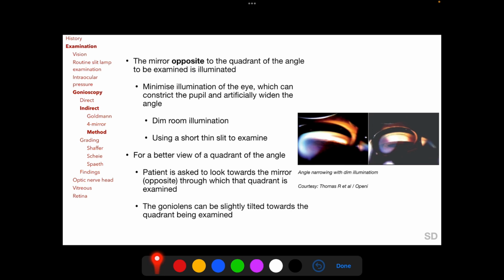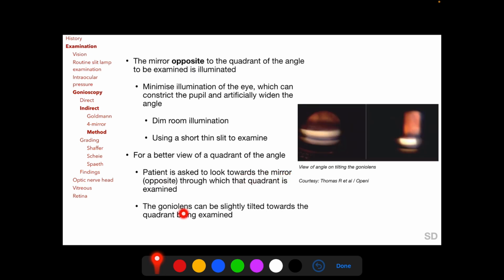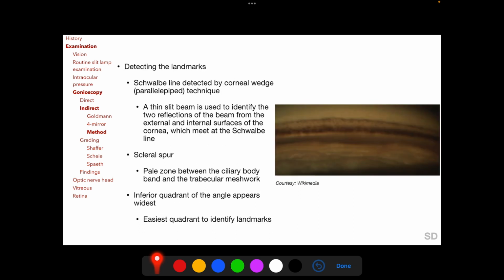For a better view of a quadrant of the anterior chamber angle, the patient is asked to look in a direction opposite to the quadrant being examined, that is, towards the mirror with which that quadrant is being examined, and the gonio lens can be tilted towards the quadrant being examined. This photograph shows that the quadrant of an angle which appears to be narrow becomes wider in appearance when the gonio lens is tilted towards that quadrant. When we get the view of the angle during indirect gonioscopy, the first thing to do is detect the landmarks, and the important landmarks to find are the Schwalbe line and the scleral spur.